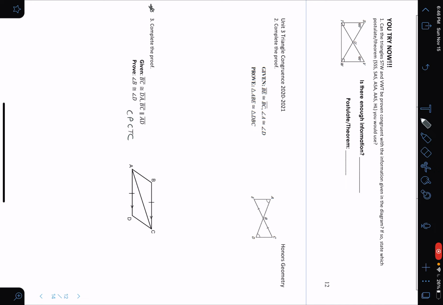But try out these 3 you try now problems. We'll go over them in class, and then we'll get to practicing on proofs. Practice makes perfect on these proofs, so we definitely need to practice all of them.